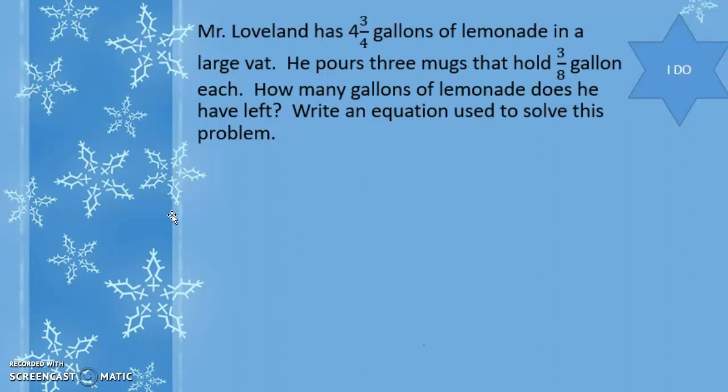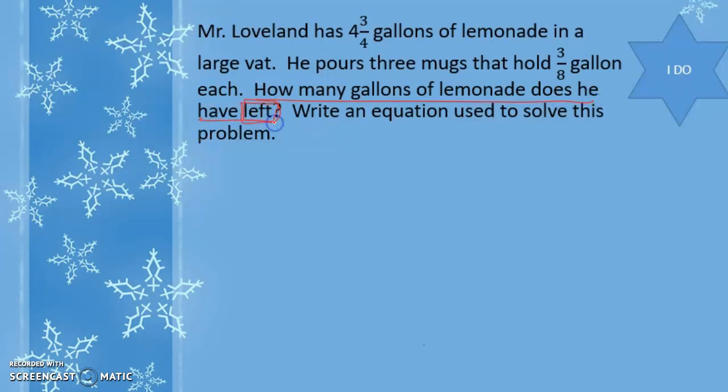Mr. Loveland has 4 3/4 gallons of lemonade in a large vat. A large vat is a container. He pours 3 mugs that hold 3/8 of a gallon each. Notice I'm saying of a gallon or 3/8 gallon. We don't say gallons because 3/8 is not a whole gallon, so we can't add an S. How many gallons, this is important, how many gallons of lemonade does he have left?